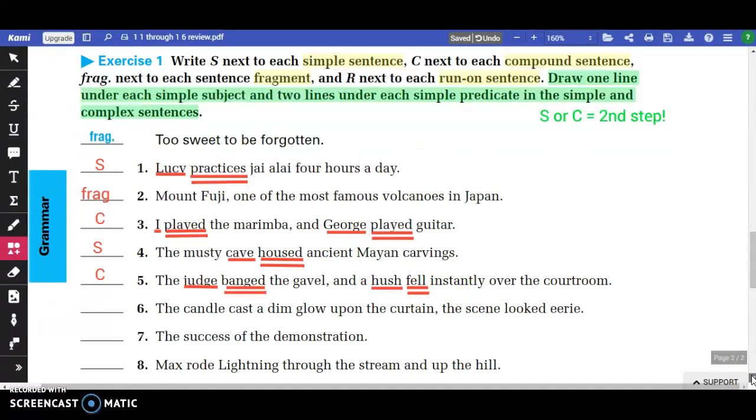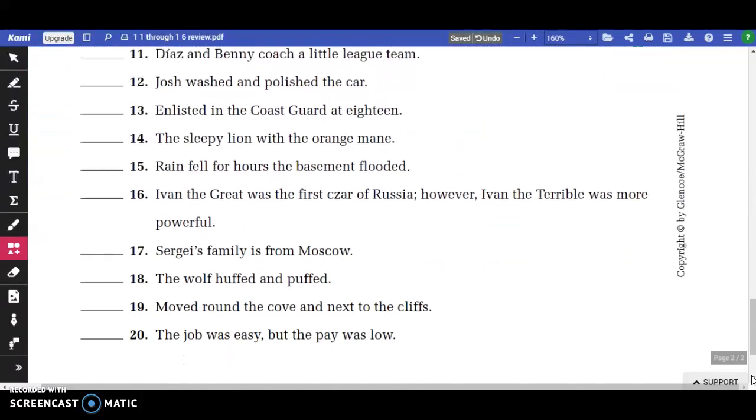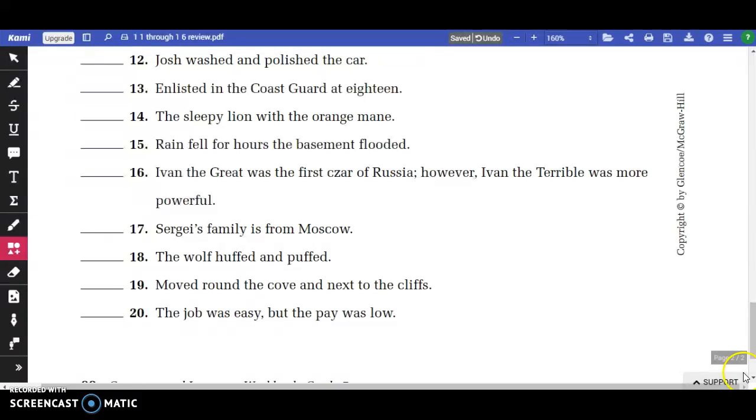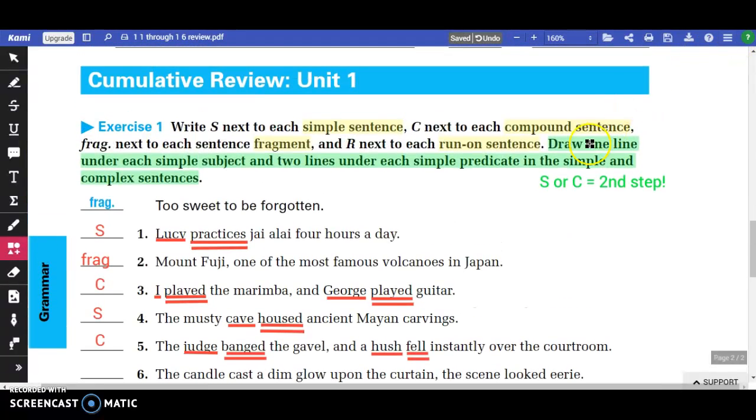So you are going to finish 6 through 20 on your own. And don't forget, if you choose S or C for a simple or compound sentence, you do have that second step of going back and underlining your simple subjects and simple predicates.